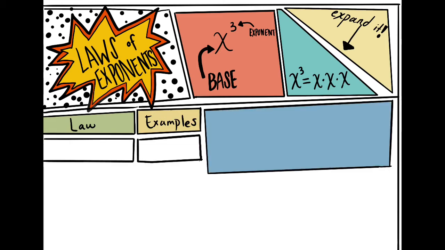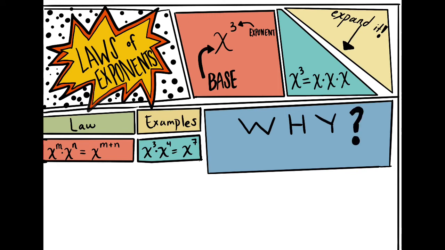So here's our first law. If you have x to the power of m times x to the power of n, then you would add the exponents. So like x to the power of 3 times x to the power of 4, you add 3 plus 4 and you get x to the power of 7. If you expand it, you can see that all you're doing is adding up all of those x's.